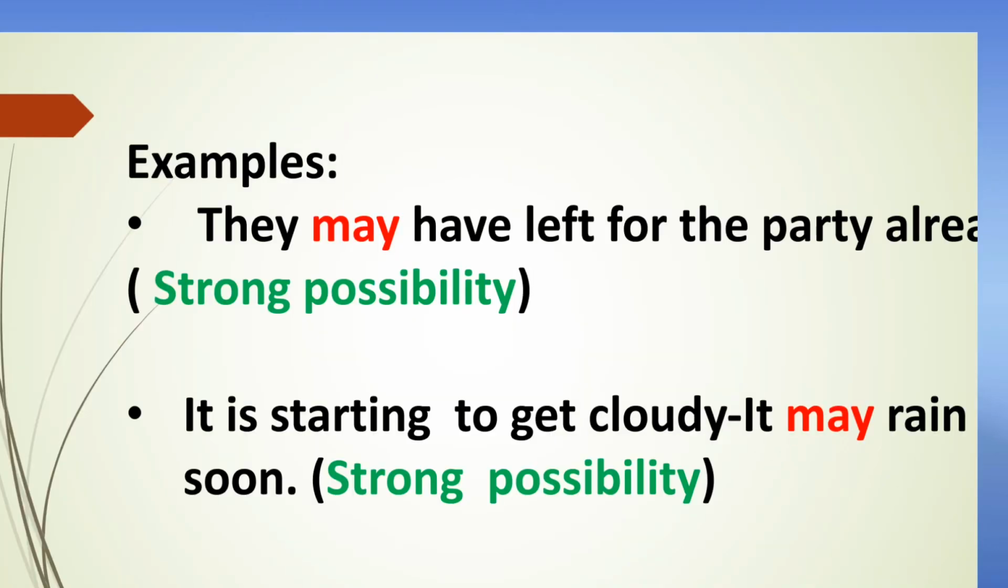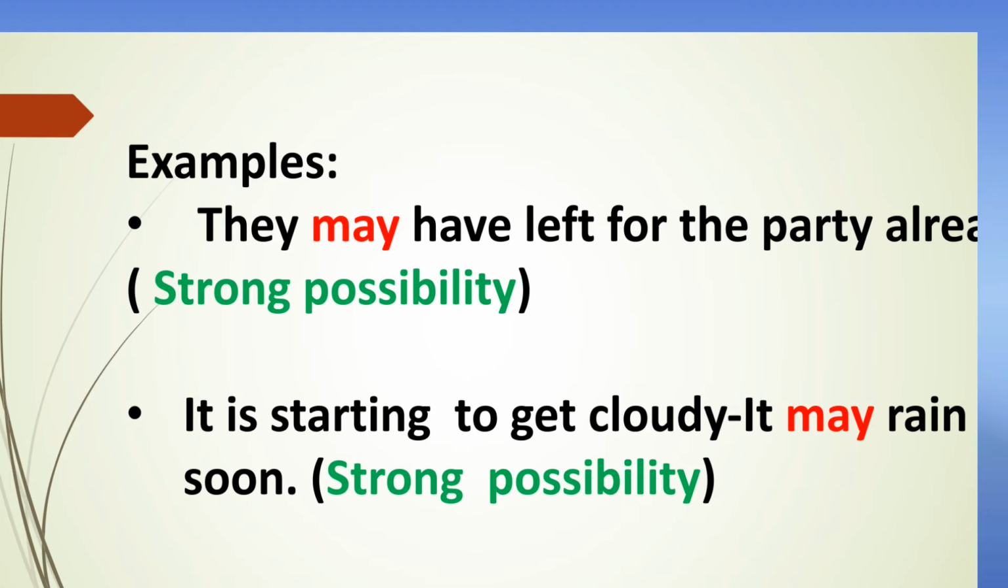Now let me move to the examples. The first example is, they may have left for the party already. So look at the words, they may have left. The modal may here shows the strong possibility. It is not a weak possibility. As I told you already, 90 to 100% of the possibility is expressed by the modal may.